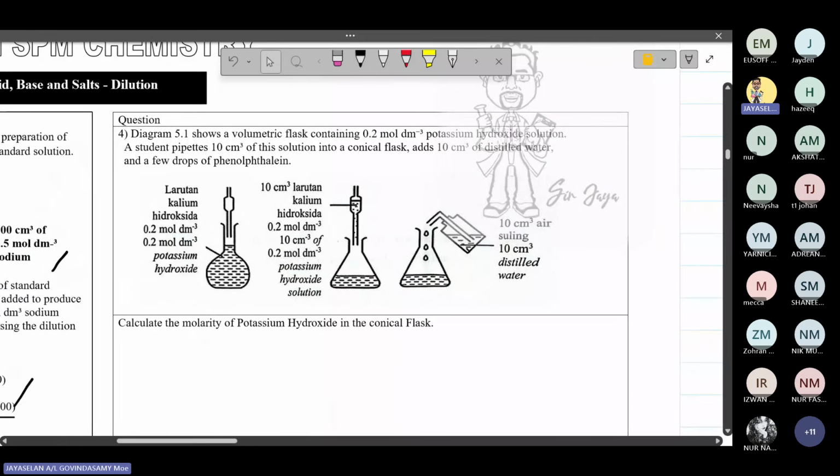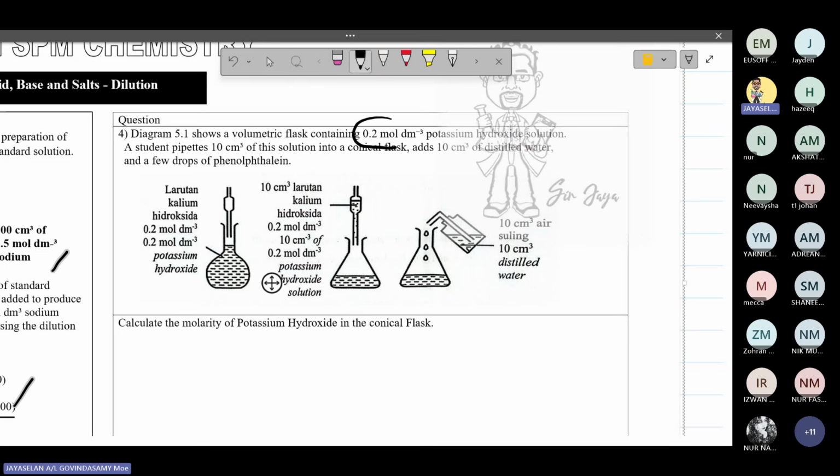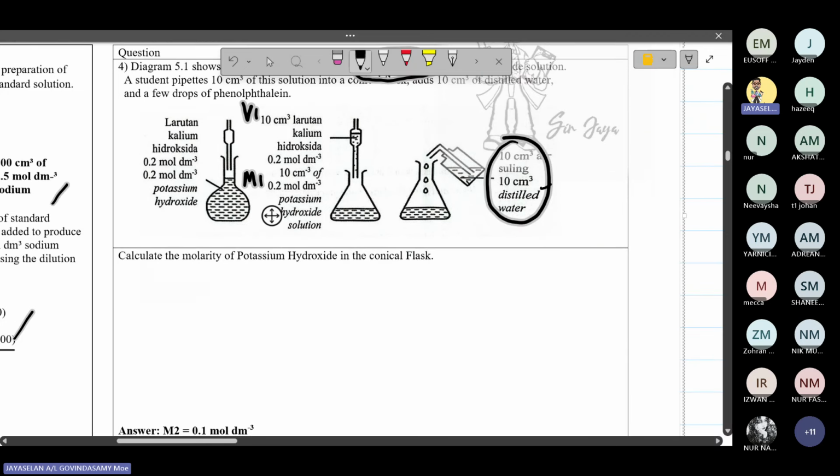Okay, from the conical volumetric flask containing 0.2 mole dm⁻³ of potassium hydroxide. So potassium hydroxide ini adalah M1, okay, because it says containing, right? The student pipettes 10 cm³ of this solution. So dia ambil initial volume, dia ambil 10 cm³. Dia masukkan dalam conical flask. They add what? They add distilled water how much? 10 cm³. Okay, so they add distilled water saja.